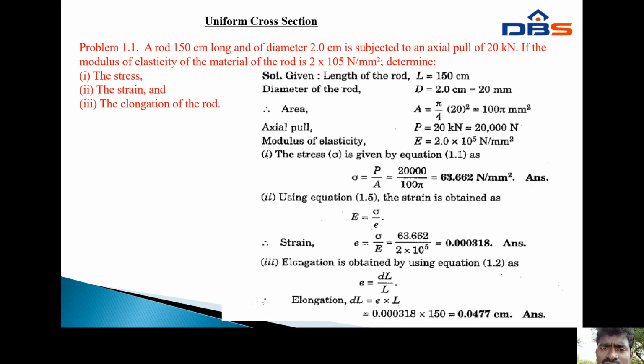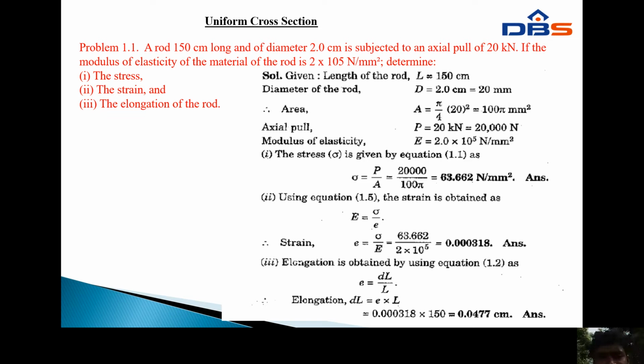Next, write down the given data. The length of the rod is 150 centimeters. Next, the diameter of the rod is 2 centimeters. Next, area. Area means pi by 4 into d square, that is for a circular rod. In this problem the rod is 150 centimeters long and the diameter is 2 centimeters, so we can apply the circular bar formula.